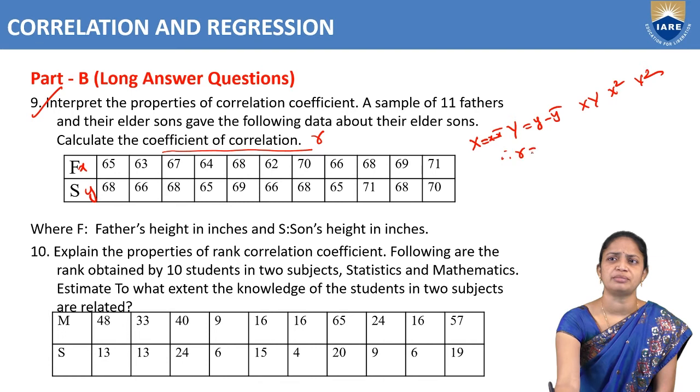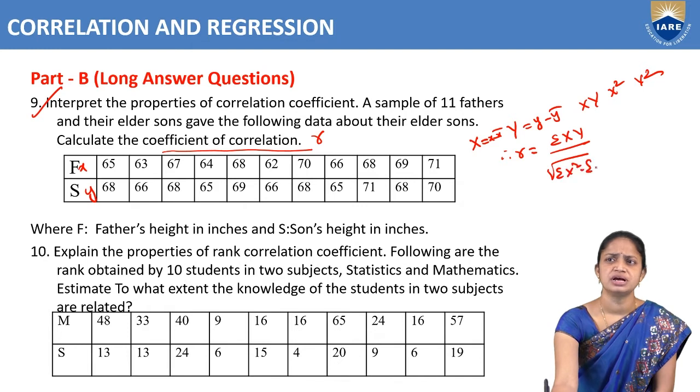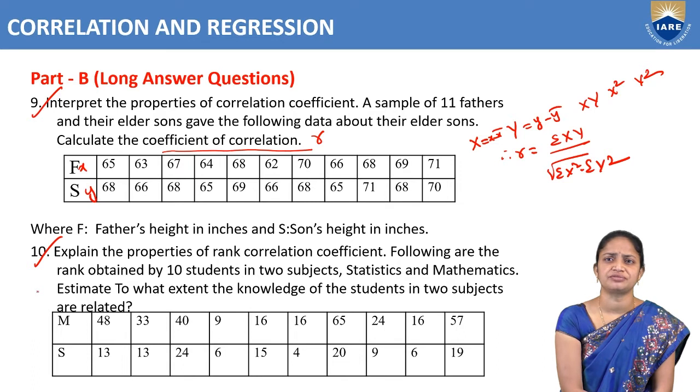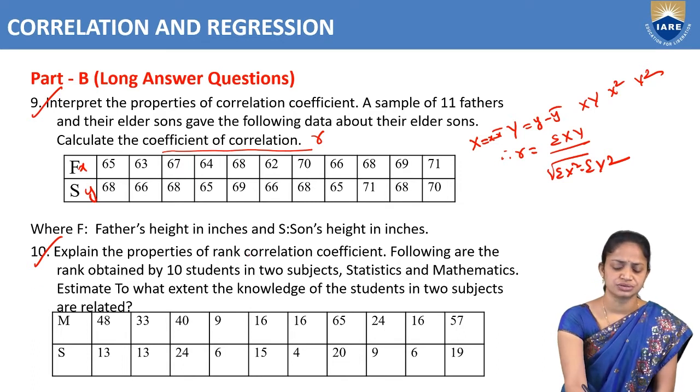Therefore the formula is correlation coefficient equal to summation xy by under root of summation x square into summation y square. Next question, explain the properties of rank correlation coefficient. That is -1 less than or equal to rho less than or equal to 1.